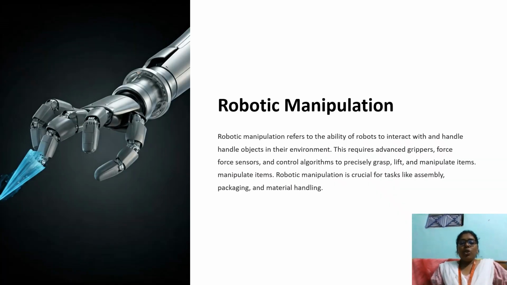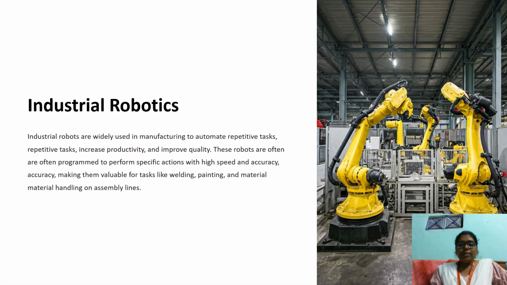Robotic manipulation. Robotic manipulation refers to the ability of robots to interact with and handle objects in their environment. This requires advanced grippers, force sensors, and control algorithms to precisely grasp, lift, and manipulate items. Robotic manipulation is crucial for tasks like assembly, packing, and material handling.